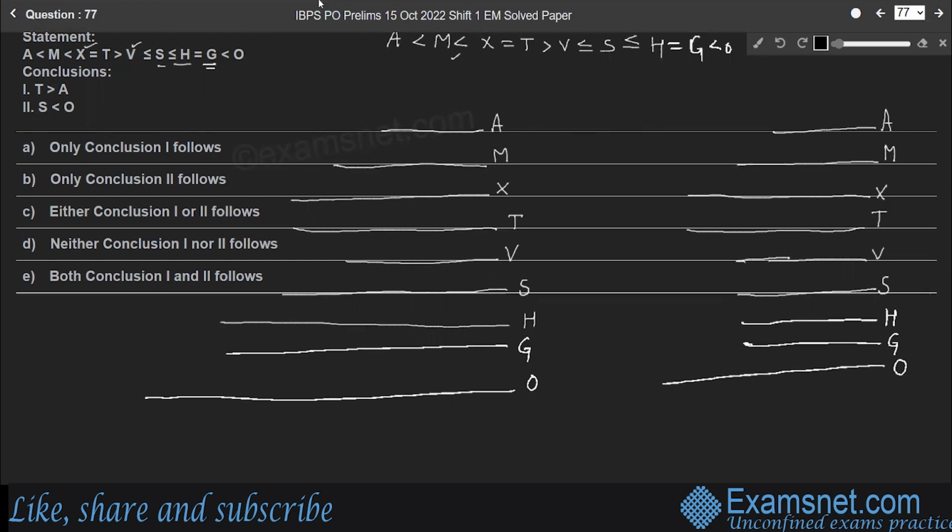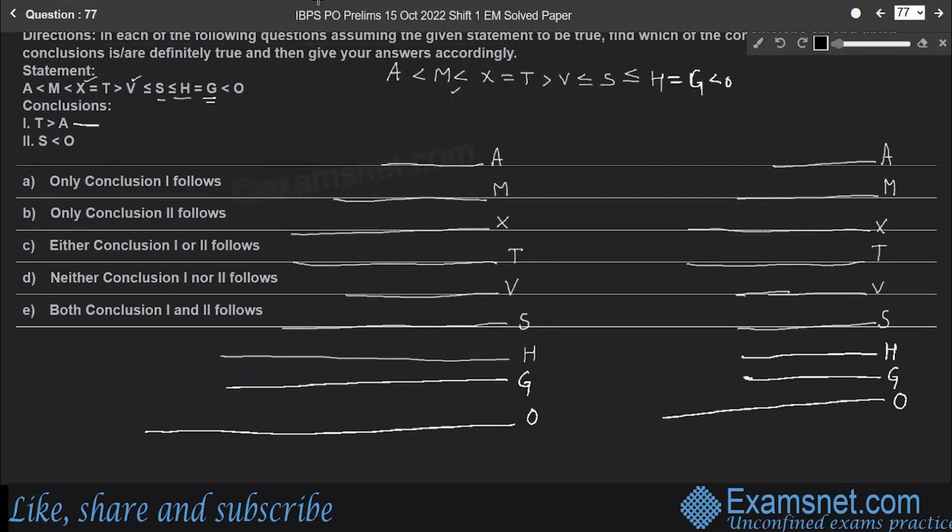Right? Now, the conclusions are, T is strictly greater than A. So look at the line T and A. In first case, T is strictly greater than A, which is a true conclusion because T is equal to X. X is greater than A. So because of this relation, X is greater than A, but X is equal to T. Therefore, T is greater than A because X equal to T. In case 2, again by the same relation, since X is equal to T, X is greater than A and X is equal to T, therefore T is greater than A, which is a true conclusion, right?